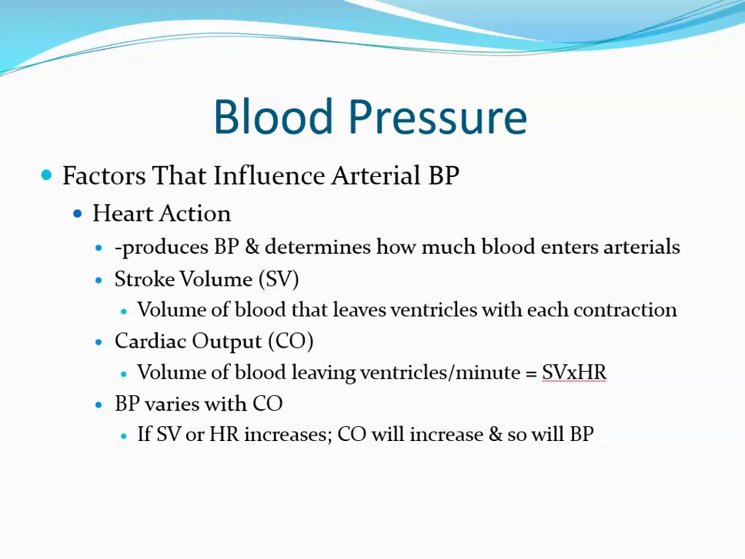Cardiac output represents the volume of blood leaving the ventricle every minute. It can be calculated by multiplying the stroke volume times the heart rate. Normal stroke volume of around 70 milliliters and a normal resting heart rate of 70 beats per minute brings a cardiac output of almost 5 liters of blood circulating every single minute. Blood pressure varies with cardiac output. If either the stroke volume or the heart rate increases, cardiac output will increase, and so will the blood pressure.